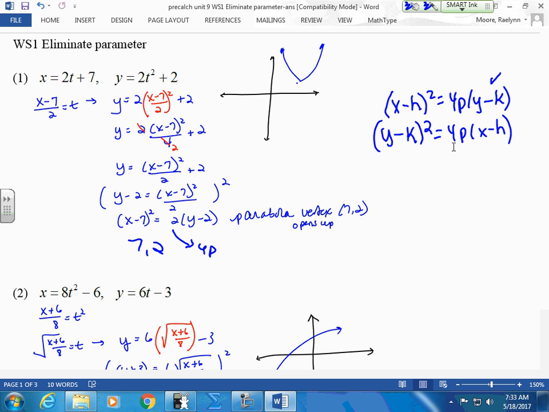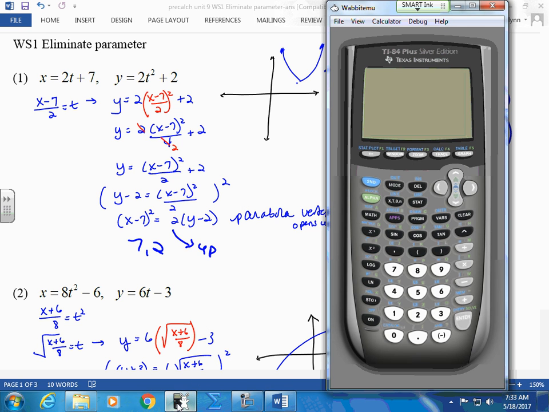Because then you'll know by this, this is a parabola opening up, so it's got to fit this format. Because you're going to graph those two. The first thing you need to do is take that and go to your y equals and put this in. We graphed this yesterday so you could see it.